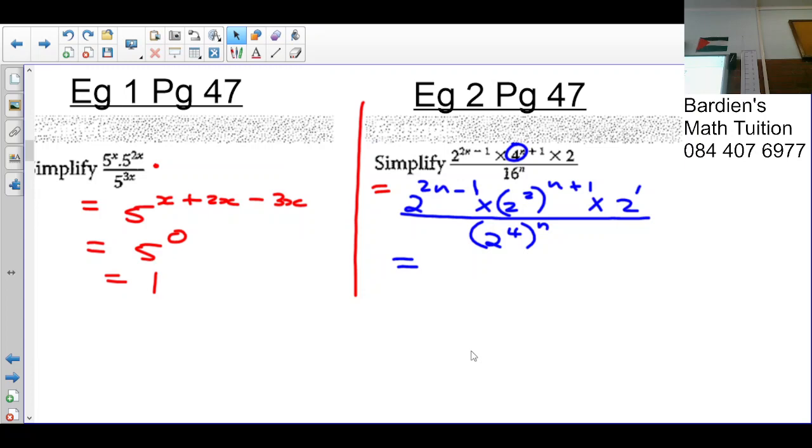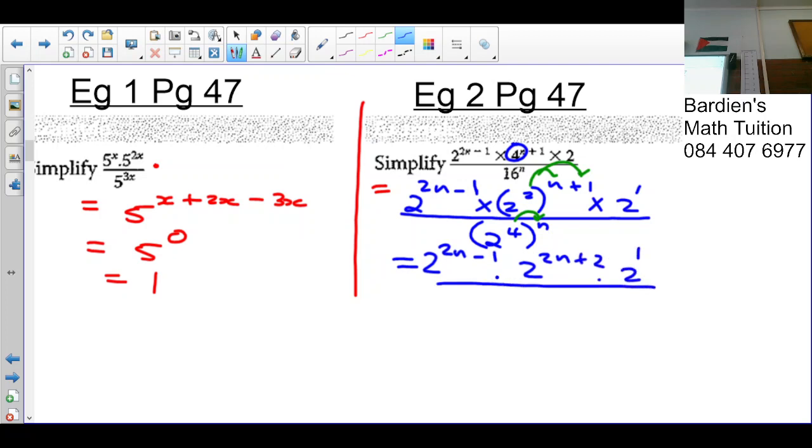Here we go, listen. So what do we do with the exponents? We multiply the exponents. So what do we get? 2 to the 2n minus 1 times 2 times n, 2n, 2 times 1, 2 times 2 to the 1, over 4 times n. You understand now, Mutali? What don't you understand? The very first sum. Okay, let's go again.